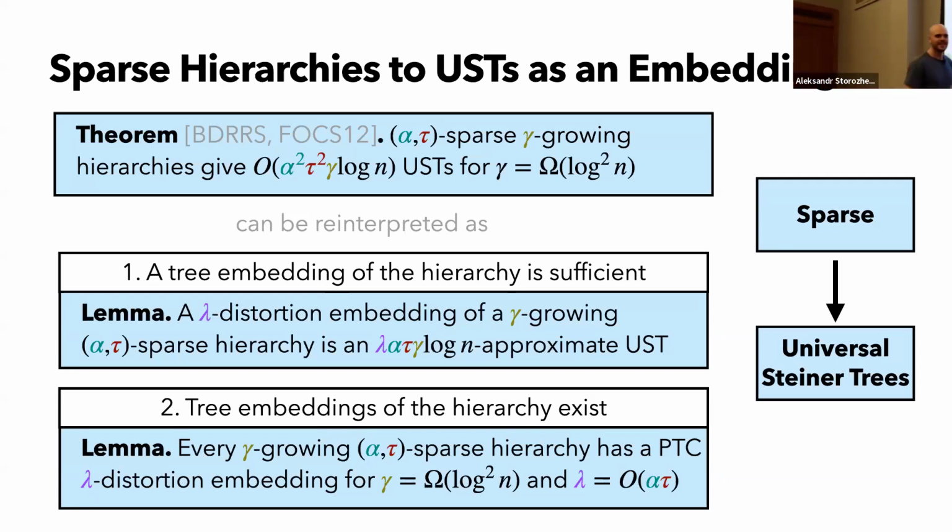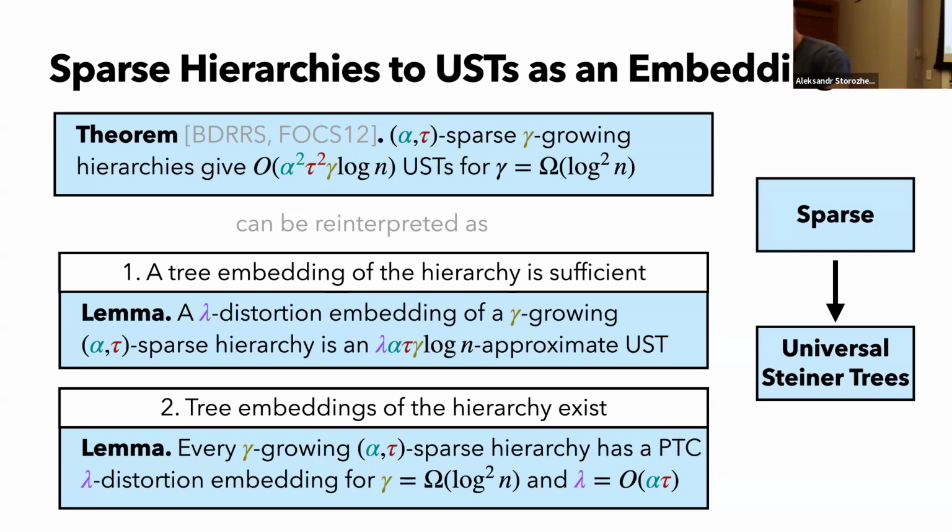Let me pause for a second. There's a lot of TeX on this slide and parameters flying around, but hopefully points 1 and 2 make the deal clear. Any questions? Maybe I'll just reiterate. What this result is saying is that if you have a sparse partition hierarchy and you embed those distances into a tree, that tree will be a universal Steiner tree.